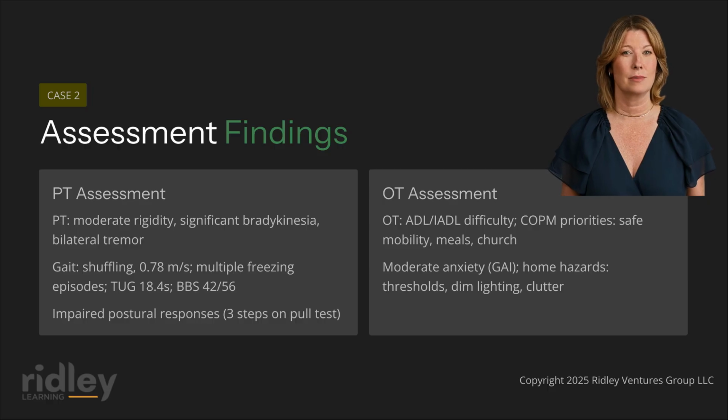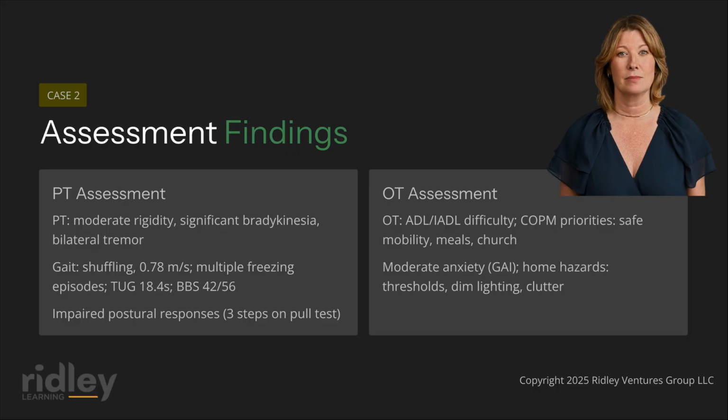Pull test reveals impaired postural responses with 3 steps required for recovery. Occupational therapy evaluation reveals increasing difficulty with meal preparation, household management, and self-care tasks, particularly during off periods. The Canadian Occupational Performance Measure identifies priorities including safe mobility at home, meal preparation, and returning to church attendance. Anxiety screening using the Geriatric Anxiety Inventory reveals moderate anxiety symptoms with particular concern about falling and being alone.